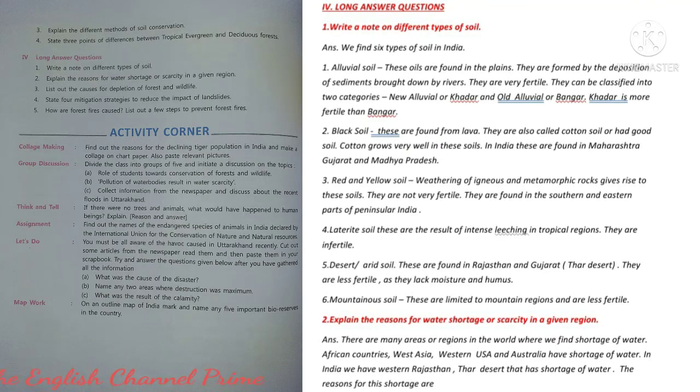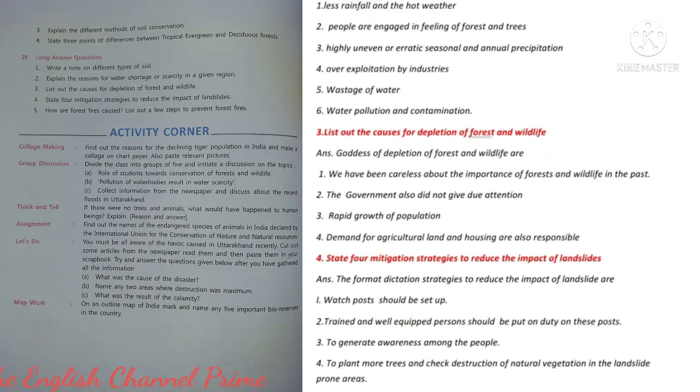The reasons for this shortage are: first point, less rainfall; second, the hot weather; and third, people are engaged in felling of forest and trees. Highly uneven or erratic seasonal and annual precipitation, overpopulation, overuse of water by industries, wastage of water and water contamination are the reasons for the scarcity of water.